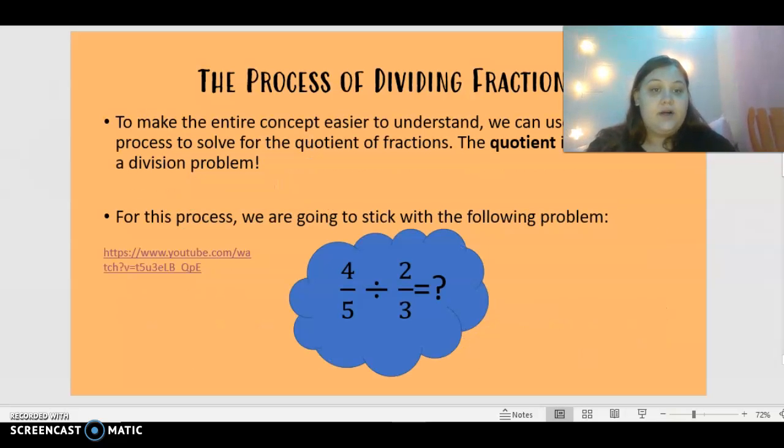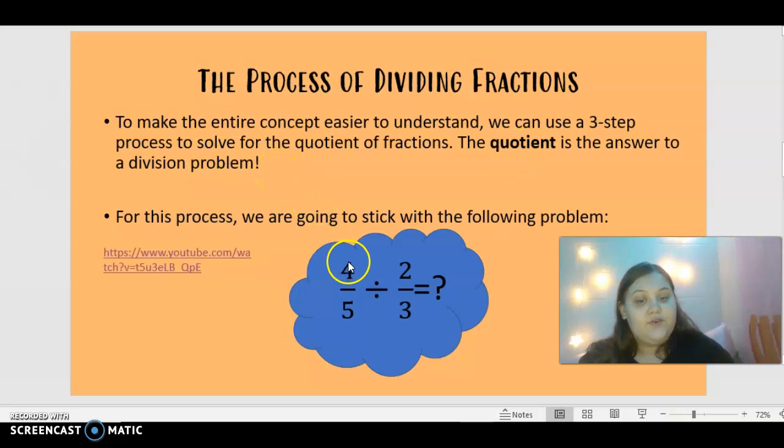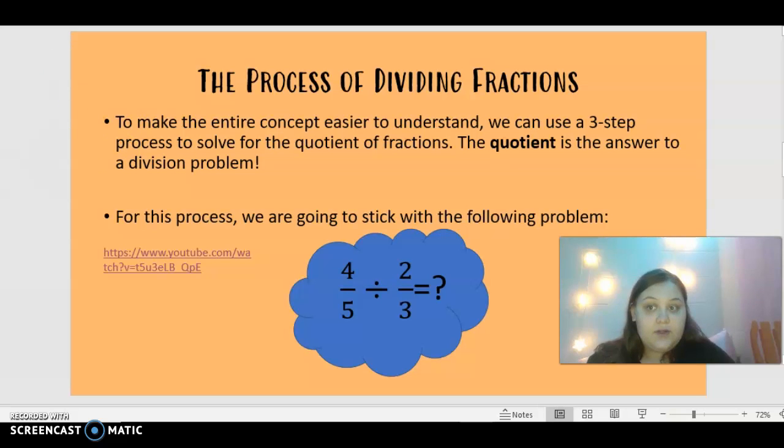So now we're going to look at the process of dividing fractions. But first, we're going to make the entire concept easier by using a 3-step process that we're going to memorize throughout the year. Before we do this, we need to know what a quotient is. A quotient is the answer to a division problem. Whenever we say 4/5 divided by 2/3 and we're saying find the quotient, we mean what is the answer to this question. We're first going to watch a YouTube video to get an introduction to this process I mentioned. So we're going to do that now.